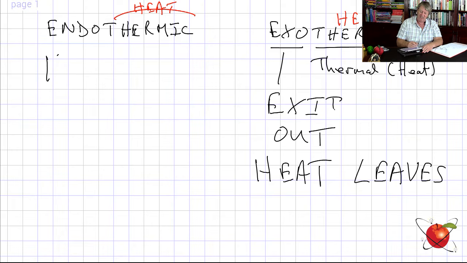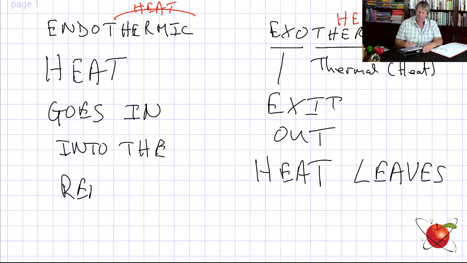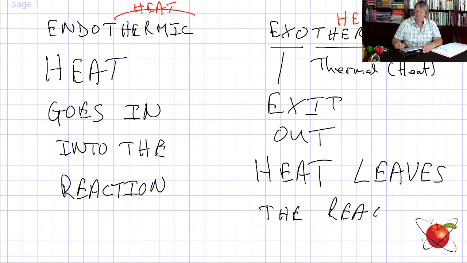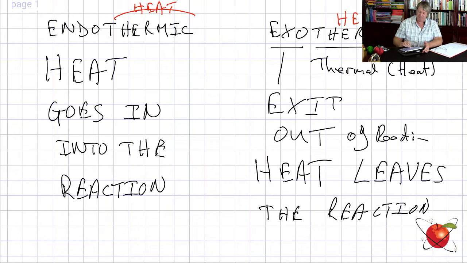This here is the opposite: heat goes in. So heat goes into the reaction, and heat leaves the reaction. So it's out of reaction, into reaction. Exo, exit, go out. Endo, come in. It's just the opposite. So remember, exo, exit, heat goes out. Okay, that's the first one.